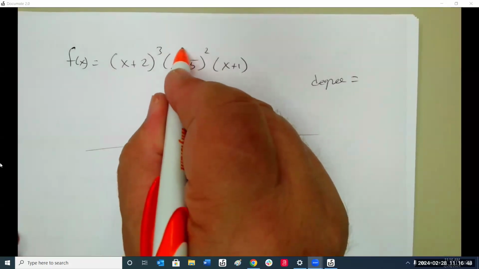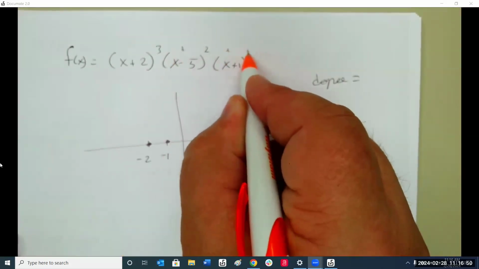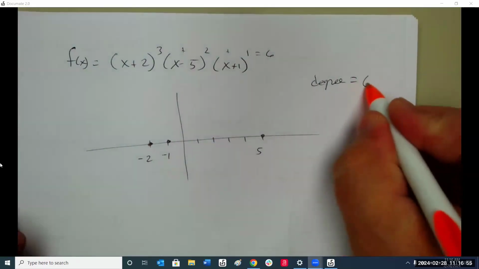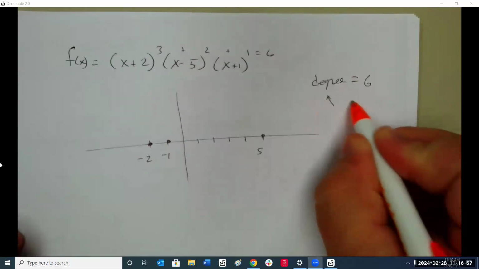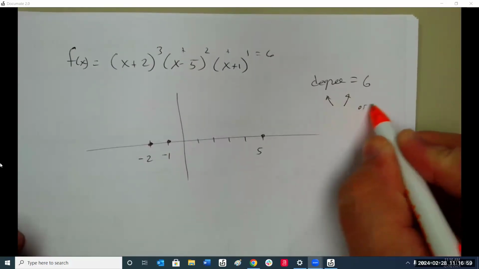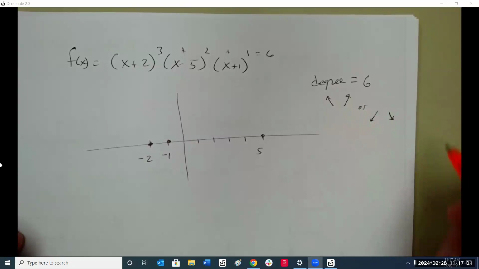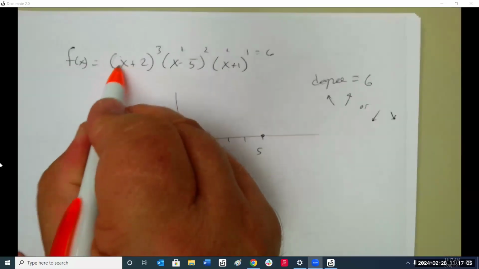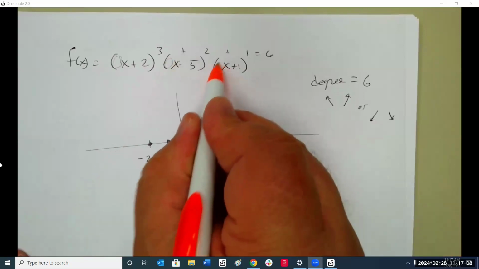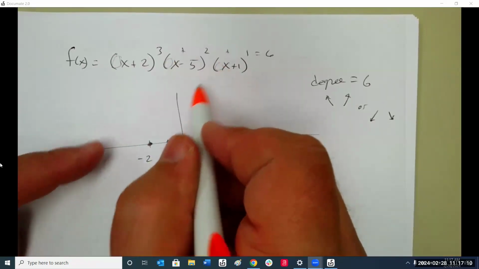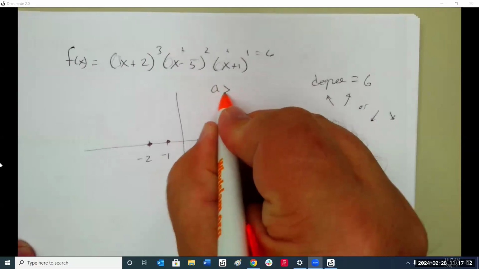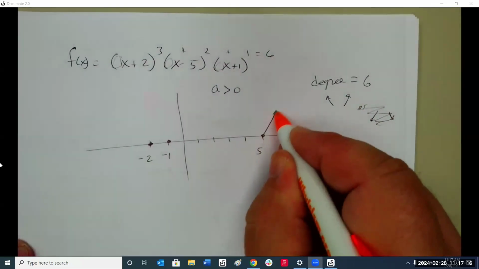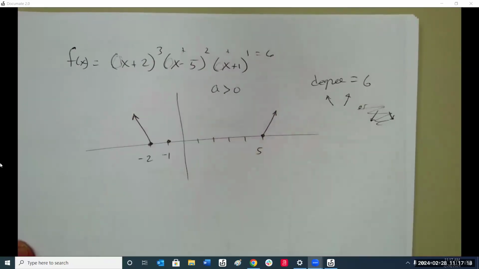No, if you add up the degrees, remember there's a 1 there. It's 6. Since the degree is 6, both ends point up or down. What determines their direction? Look at the leading terms, the leading coefficients. They're all positive 1. So our a value is positive. So our graph at the end points both point up.